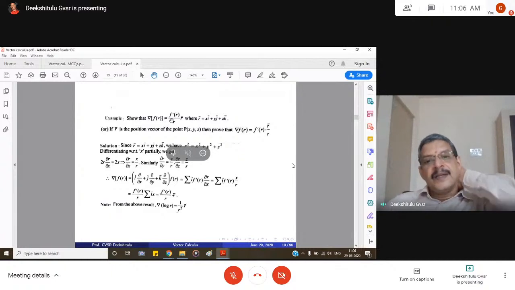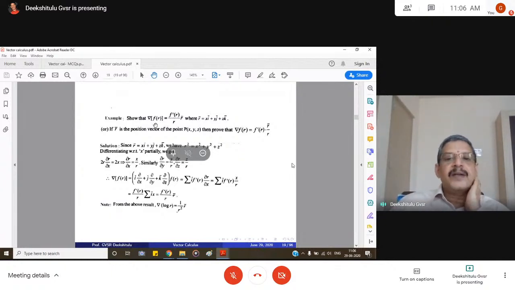They don't ask you to show that in the examination, but they can ask a question like this. If f(r) is a scalar function of r, where r̄ is xi + yj + zk, then what is the gradient of f(r)? Some options may be given to you. Since r̄ = xi + yj + zk, we have r², the magnitude squared, is x² + y² + z². If you differentiate this with respect to x, we get 2r ∂r/∂x, and on the right-hand side we get 2x.